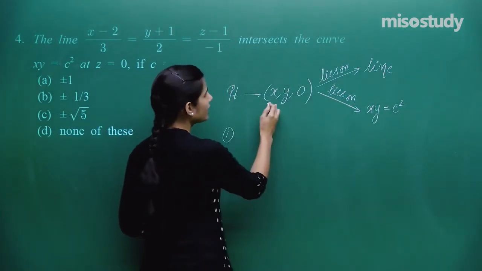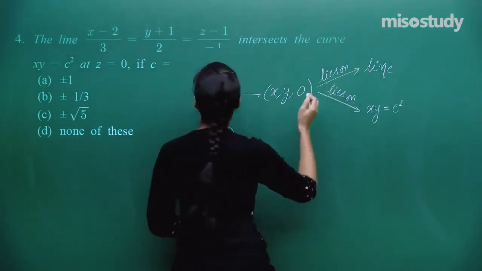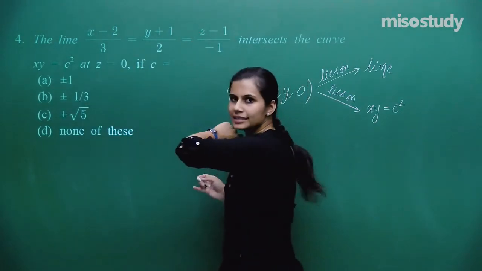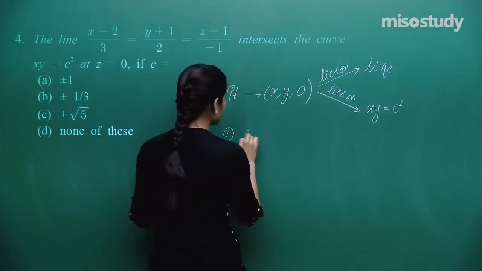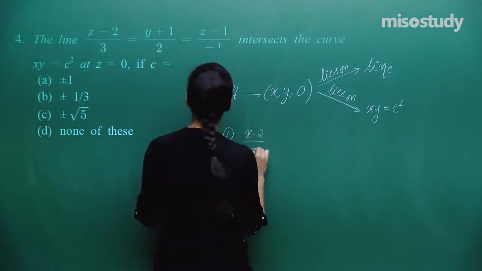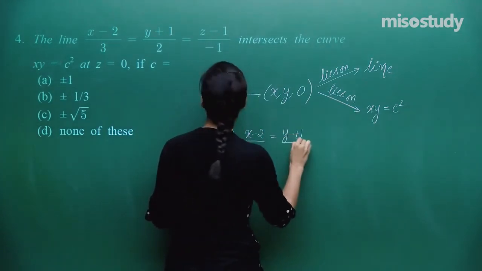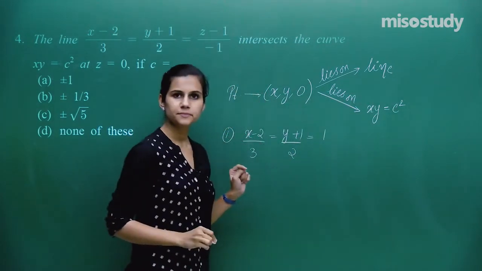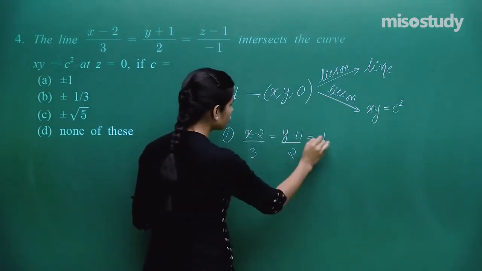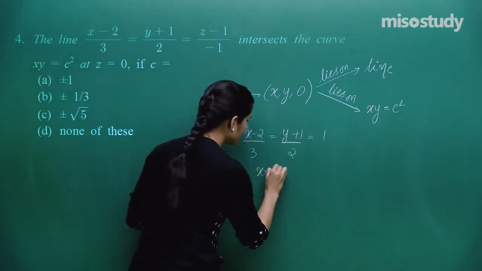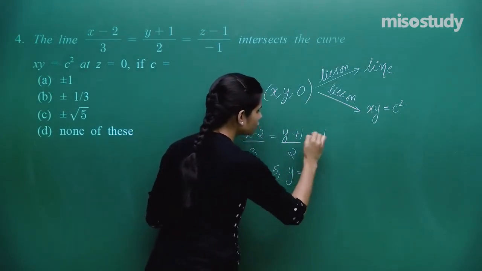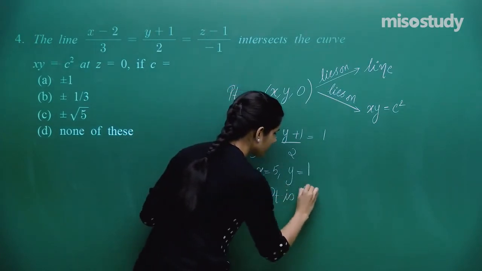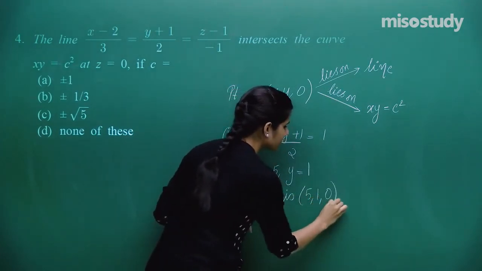Firstly, because this point with z coordinate 0 is lying on this line, in place of z I will substitute 0, and this equation will be satisfied. I will get (x - 2)/3 = (y + 1)/2 = (0 - 1)/(-1), which is 1. So x comes out to be 3 + 2 = 5 and y comes out to be 2 - 1 = 1. Therefore the point is (5, 1, 0).